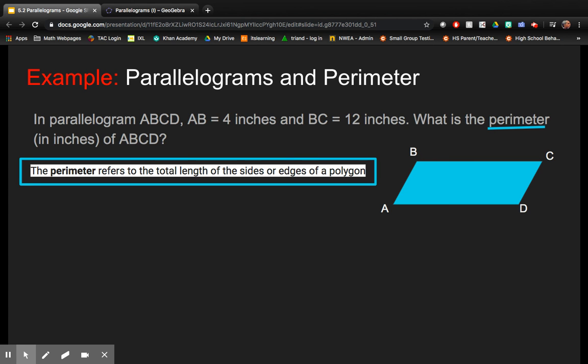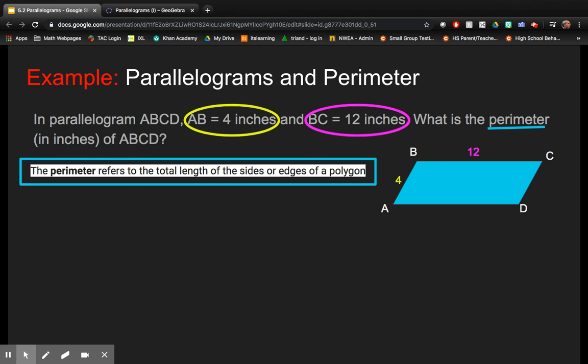Now we're told in the prompt that AB is 4 inches. So let's go ahead and label AB in our diagram. And we're told that BC is 12 inches. So let's go ahead and label BC in our diagram. We've now used all the information in our prompt. So what next? Well, we're still trying to find the perimeter. Remember, the perimeter refers to the total length of the sides or edges of the polygon, of all the sides and edges. Right now, I've only labeled 2 edges of my polygon.